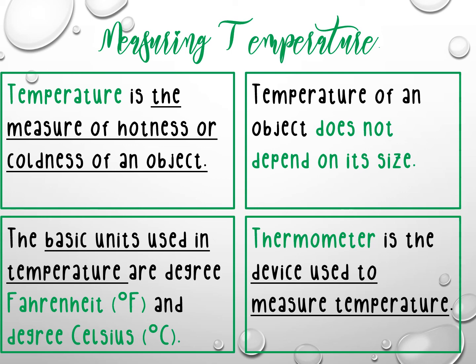Like, for example, I will measure hot water in a glass and hot water in a drum. So, hindi porke mas malaki yung drum ay mas mataas yung temperature niya. Or porke mas malaki yung drum, mas mababa yung temperature niya. It does not depend on its size. So, the temperature is concise. Pag sinabi mong 30 degrees Celsius, 30 degrees Celsius lang yan. Kahit saan mo ilagay, kung 30 degrees Celsius siya, 30 degrees Celsius lang talaga siya. Understood?